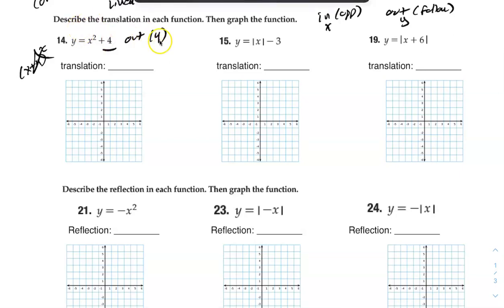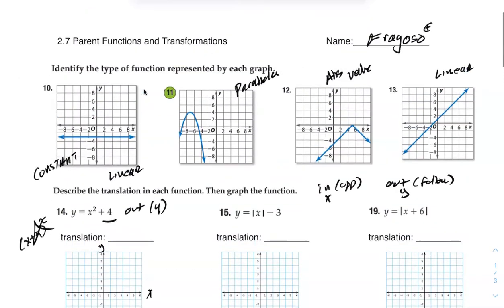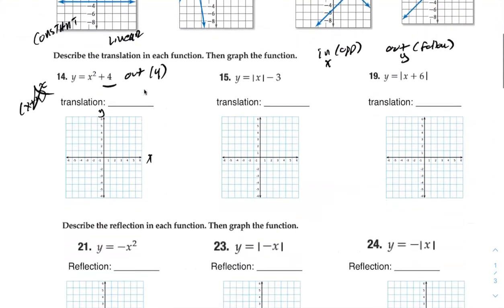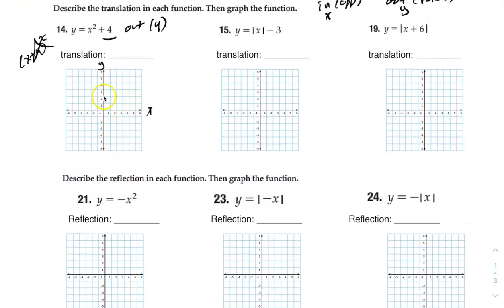Right, and then all I mean by that, so here's my x, and here's my y. Right, so y moves up and down. So this is outside follow, so it means plus 4, so we're going to go up 4. So all we got to do is start at 4, and then graph a parabola. Again, it's just a sketch, the parabola part is just the sketch part.